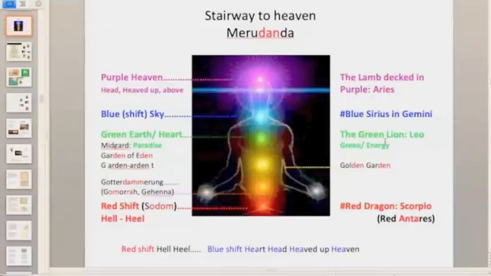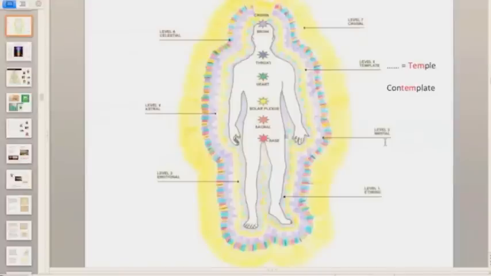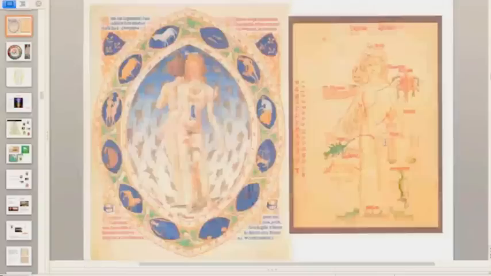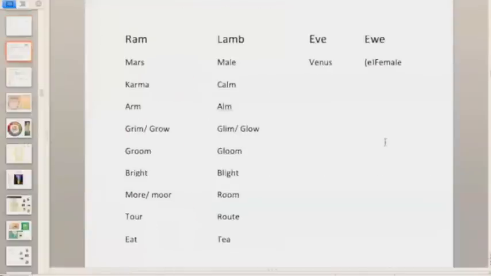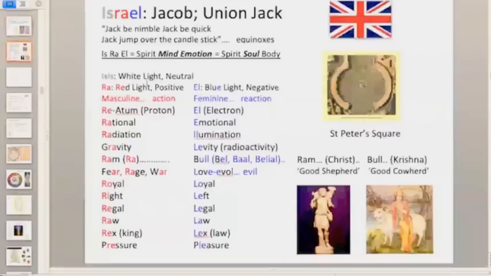So these slides, this is everything that I've been talking about really is here. It's summed up in this, the Union Jack really. Israel. Isis is the neutral. The proton is Ra, and the electron is L, the bell. So you've got redshift, blue shift in the atom. Israel means atom, all is atom. Isis, Ra, and L. And you can see that gives you Jacob.